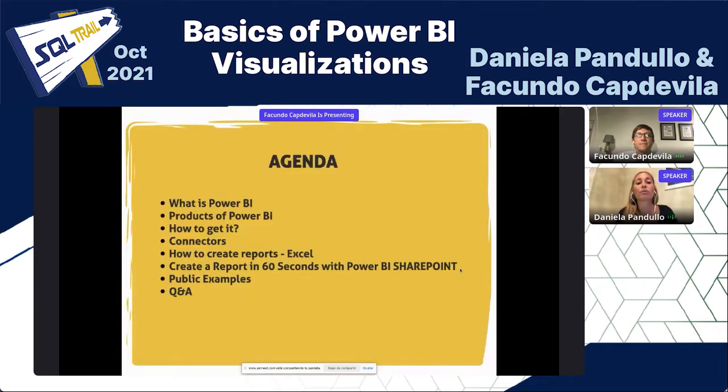Well, the agenda for today: we are going to talk about what is Power BI, the different products of Power BI, how to get these products, and also the different types of connectors for Power BI. We are going to show some examples with different sources of how to create reports. The sources will be Excel and SharePoint. After that, we are going to show some public examples where Power BI is on websites. And after that, if you have any questions, we will be glad to answer them.